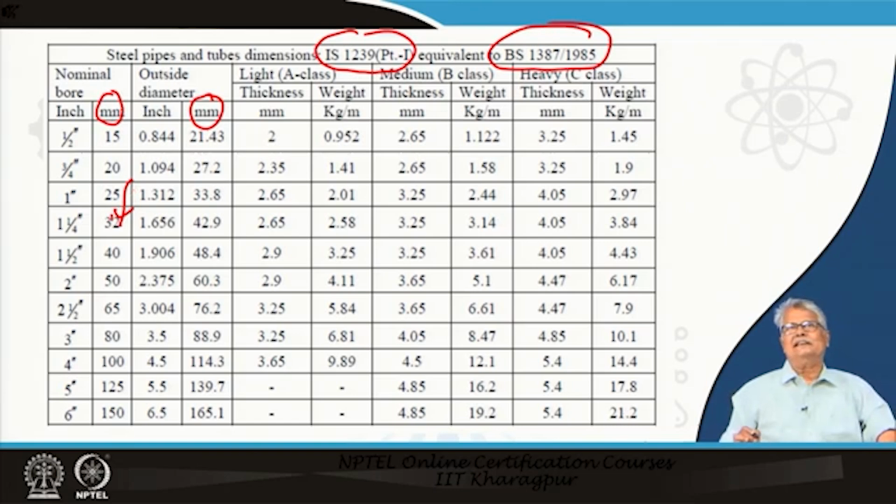So, this is a standard which will very often be required, and you will notice that two things are there. You have here the outer diameter specified, you also have the thickness specified, that means you know the inner and outer diameter both, and you also know for the steel pipe what is the weight in kilograms per meter.